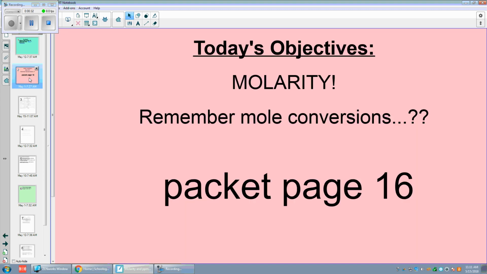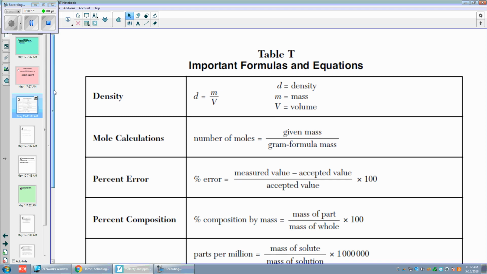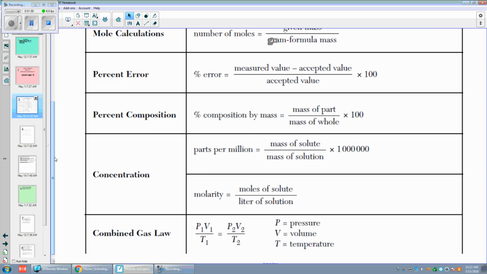So again, we're going to page 16. We're going to start with our molarity. So what is molarity? Do you remember mole conversions? Because that's what it's based off of, moles. So I see I have table T here. Flip your reference table to table T at this point. And when you go there, I want you to find the concentration, which you'll see is listed right below percent composition and right above the combined gas law.